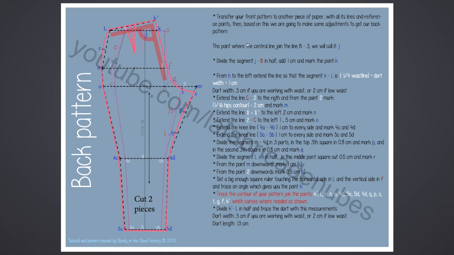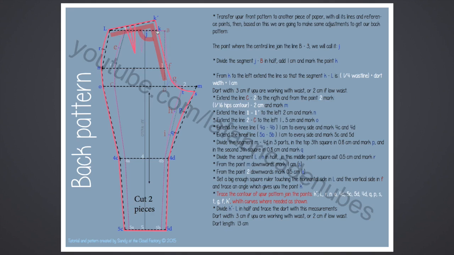So in this page I work with letters also, lowercase, in blue color. First of all, you need to locate the point J. That point is the central line point. Where the central line touches the waistline, this is your point J. From this point to the right, we have now the segment JB. This segment you have to divide in half and then add 1 centimeter more to the right, and there you have to mark the point K.